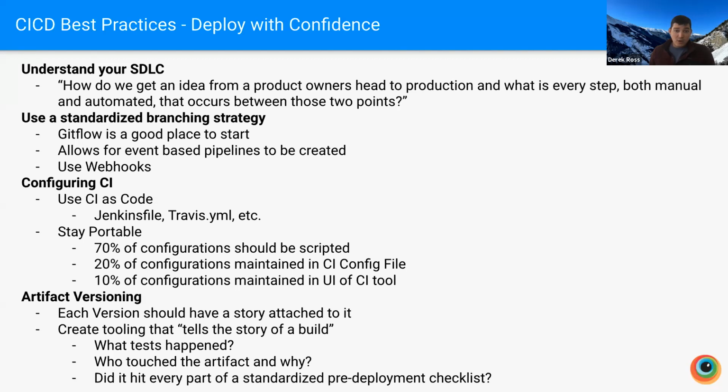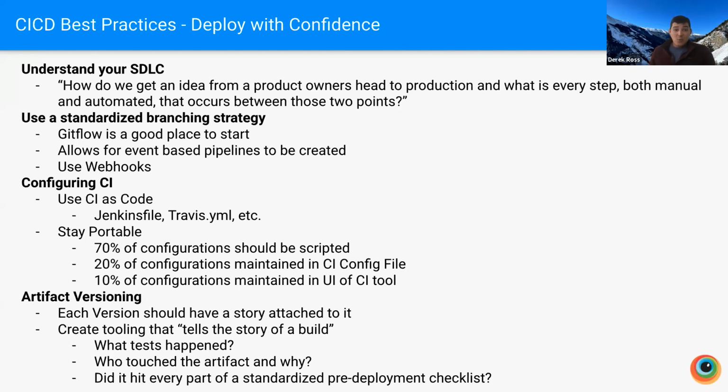So when I go in and work with a new team, the very first question I ask is, how do we get an idea from a product owner's head to production, and what is every step, both manual and automated, that occurs between those two points? That gives us a list of steps where we can start understanding where we want to automate and how the process actually works, and gives us a place to start breaking up our tests to understand how best to implement those at different places.